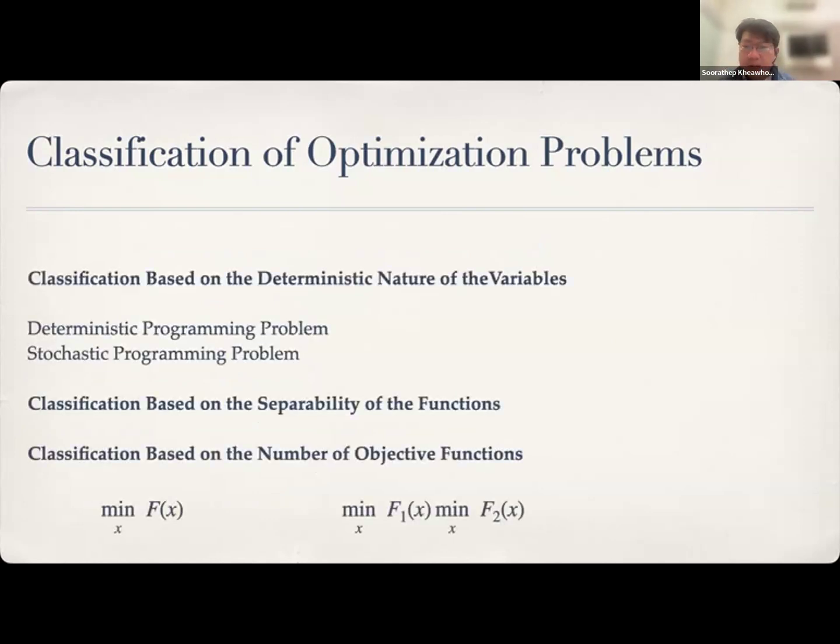Also, we can classify the optimization problem based on the deterministic nature of the variables. I explained previously about the parametric optimization problem, where some parameter is not constant. It's a function, a kind of parameter. But in the deterministic case, it's similar to what we explained before, where all the values are constant. But for stochastic programming, it means that some parameter, some value, is not deterministic. It's probabilistic or stochastic.